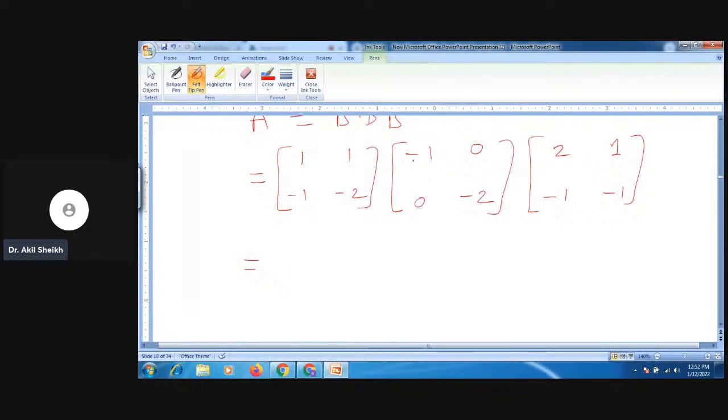We can multiply first these two matrices using row by column. So row by column, 1 into -1 is -1, plus 1 into 0 is 0, it is -1. Next, row by column, 1 into 0 is 0, plus 1 into -2 is -2. Second row by column, -1 into -1 is plus 1, plus 0, this becomes 1. Row by column, -1 into 0 is 0, plus -2 into -2 becomes plus 4.